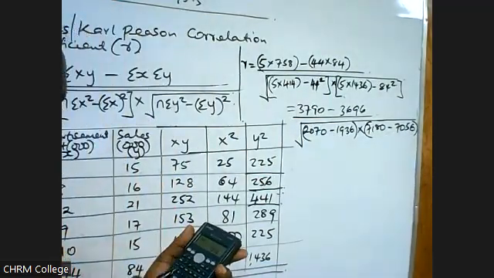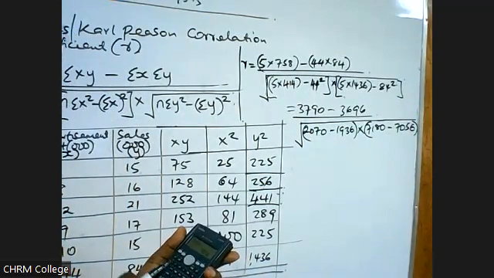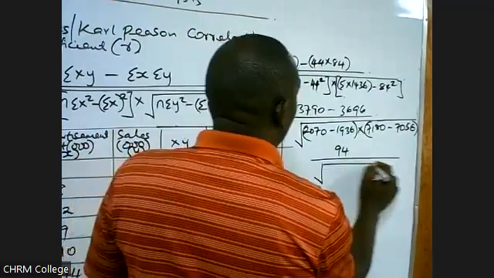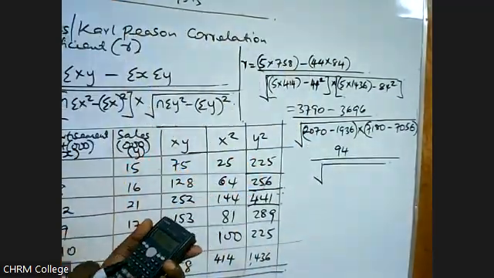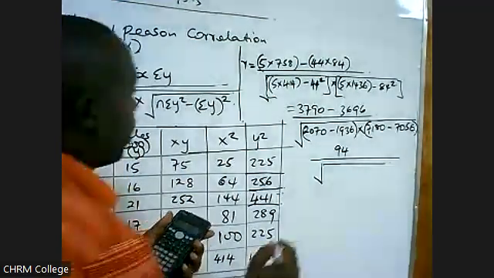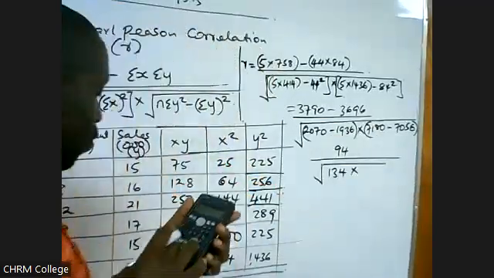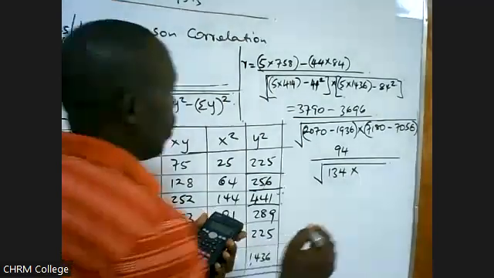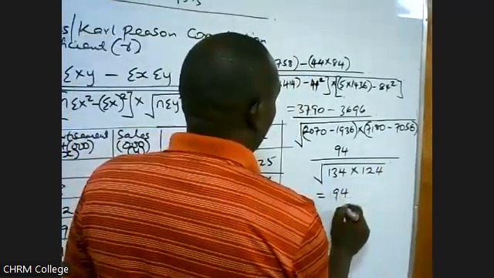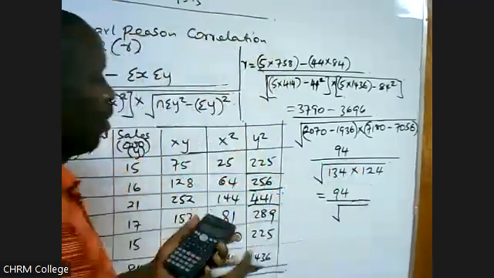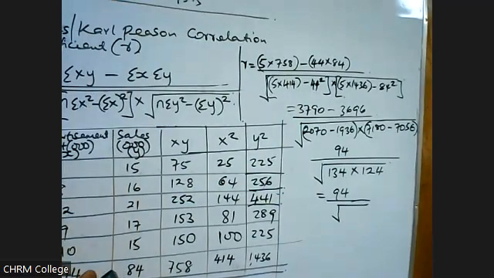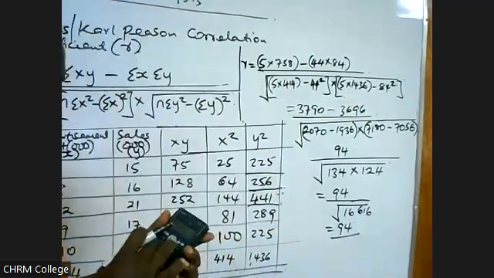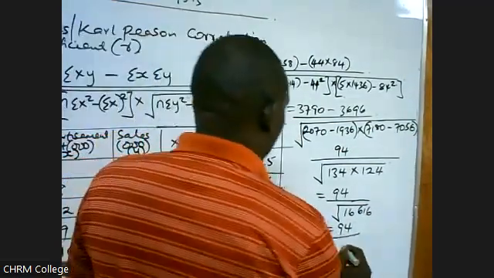So if I do the numerator part, that is 3790 minus 3696, you get 94. All over the square root of 2070 minus 1936, you get 134, times 7180 minus 7056, you get 124. So this is the same as 94 divided by the square root of what? 134 times 124. You get 16616, which is going to be 94 divided by the square root of 16616, which is 128.9.